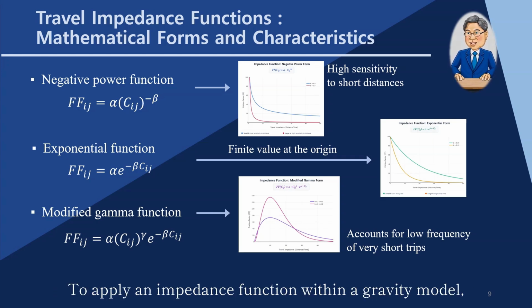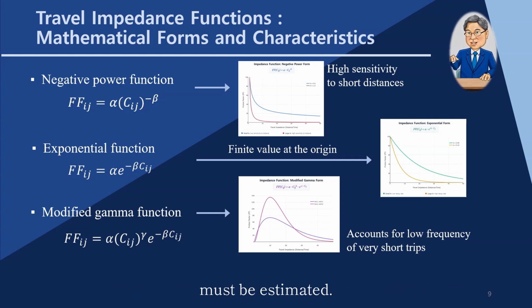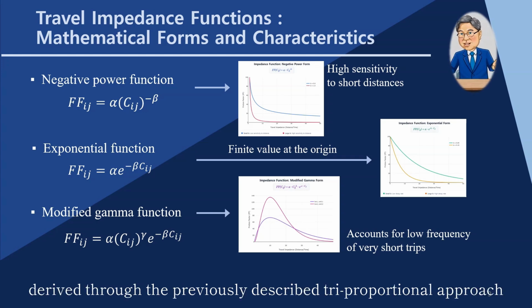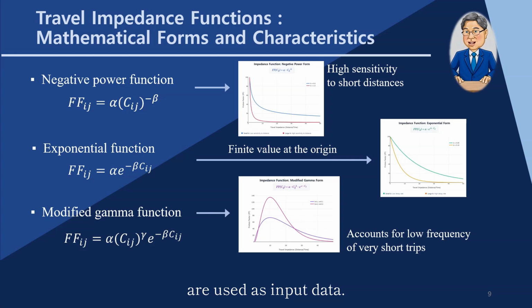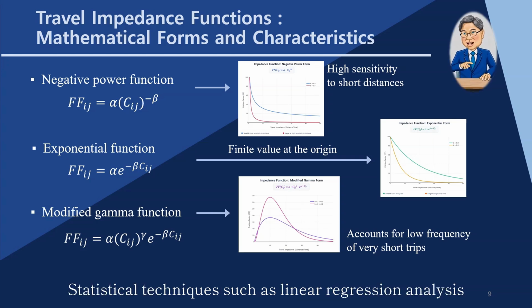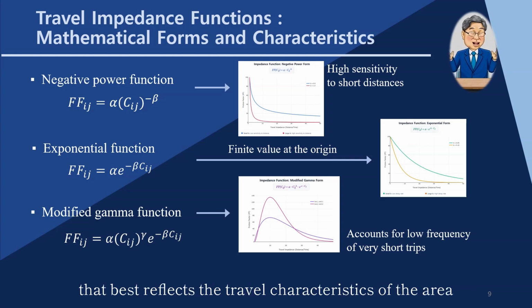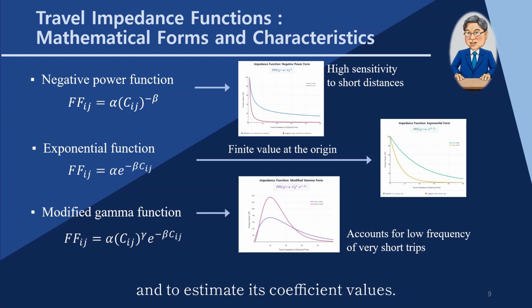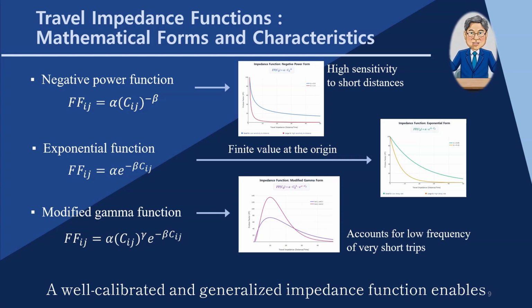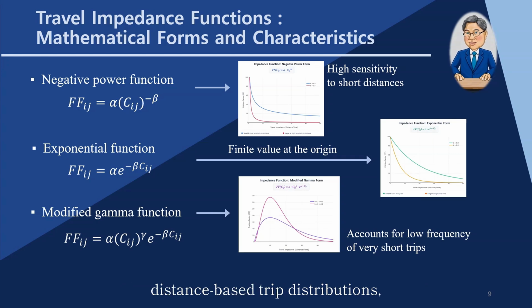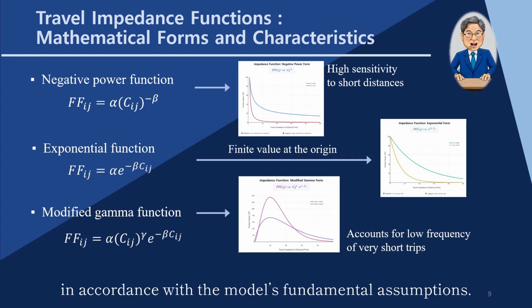To apply an impedance function within a gravity model, the parameters that define the shape of the function must be estimated. In practice, the friction factors by distance interval derived through the previously described tri-proportional approach are used as input data. Statistical techniques, such as linear regression analysis, are then applied to determine the impedance function form that best reflects the travel characteristics of the area and to estimate its coefficient values. A well-calibrated and generalized impedance function enables the gravity model to produce stable and logically consistent predictions of distance-based trip distributions in accordance with the model's fundamental assumptions.